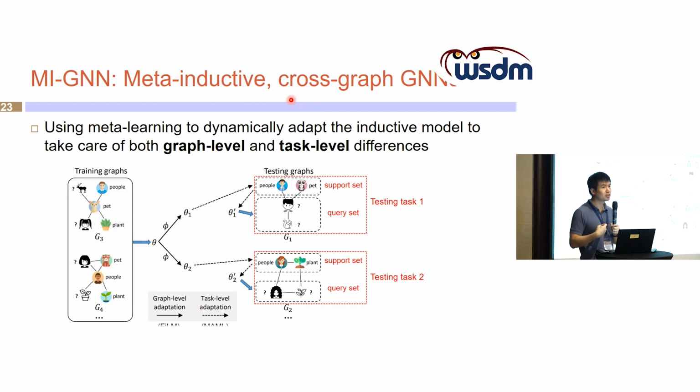So this is a major difference from the traditional inductive approach, where you learn a fixed model, and this model is applied to all of the future instances. But here we are actually going to adapt the model, adjust the model to suit different graphs.